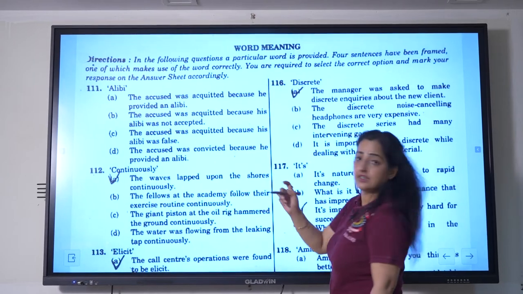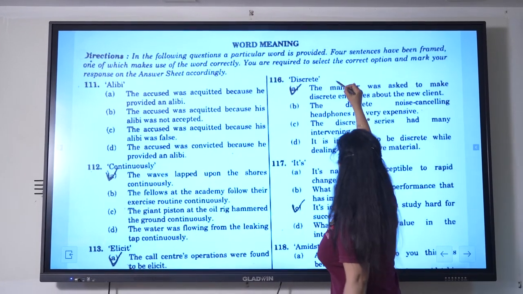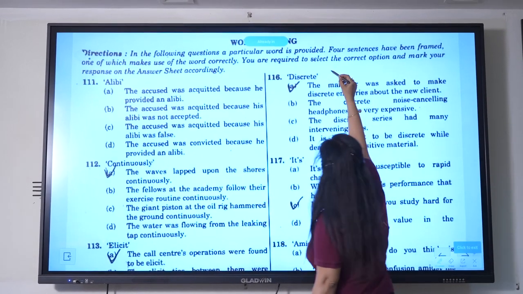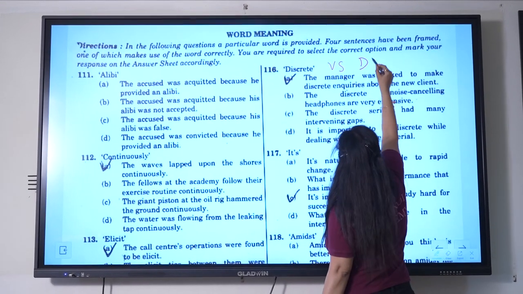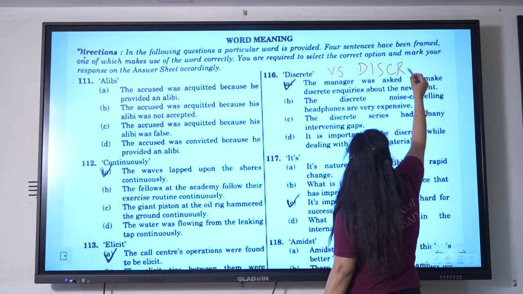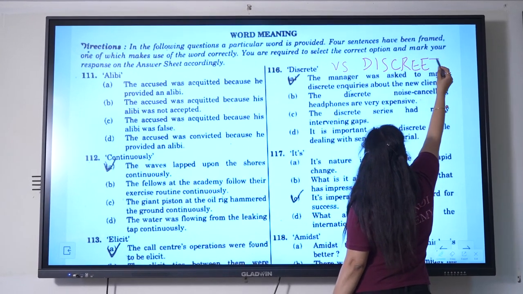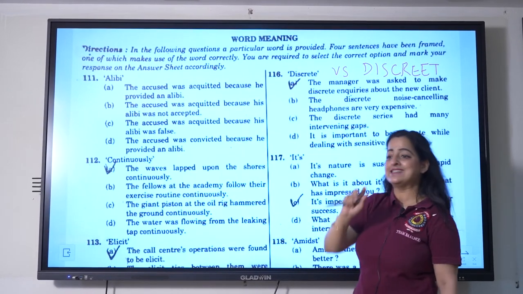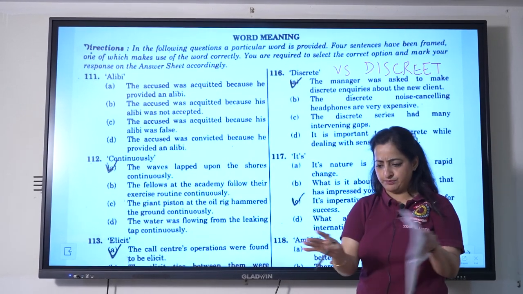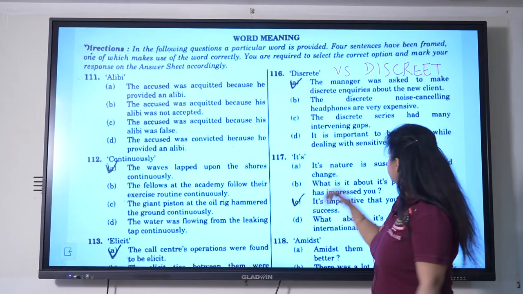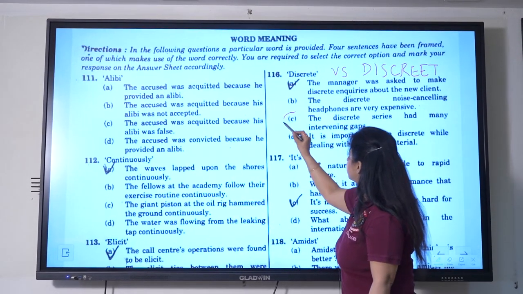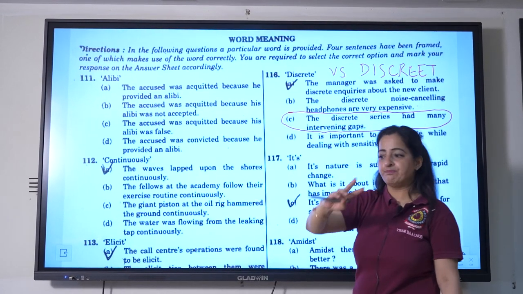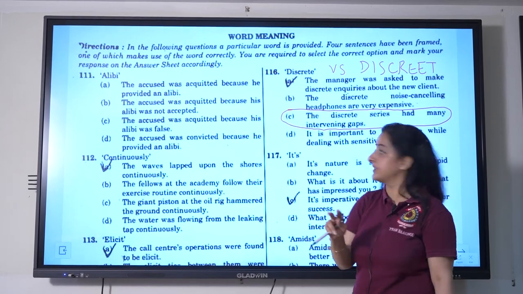116. Discreet. Hi, there's a homophone pair I'll give you here. And what's that pair? Discreet versus ye wala, discrete. So this discrete, the one in your paper, means distinct, alag, bilkul separate, distinct. So therefore the correct answer is Charlie. Discrete series, bilkul distinct or those separate series.